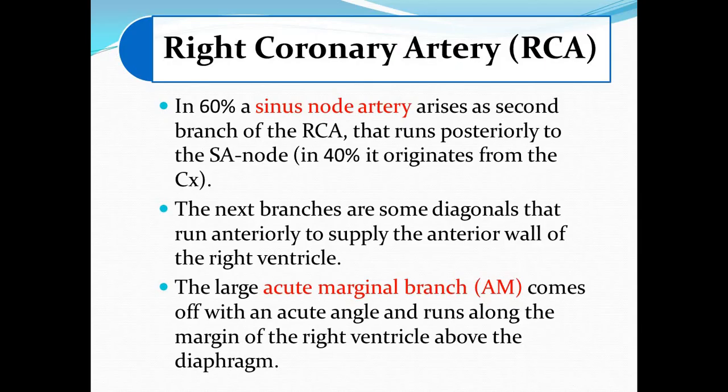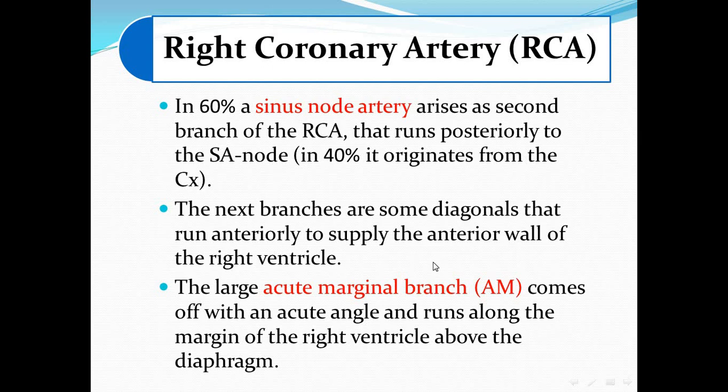In 60% of people, a sinus node artery arises as the second branch of the RCA. The first branch was the conus branch that supplies the outflow of the right ventricle. The second branch is the sinus node artery, which is supplying the sinoatrial node. But in 40% of the population, the sinus node artery originates from the circumflex, so from the left side.